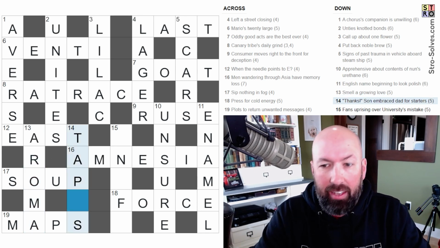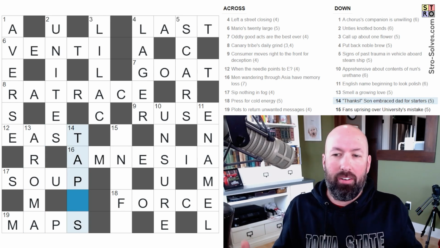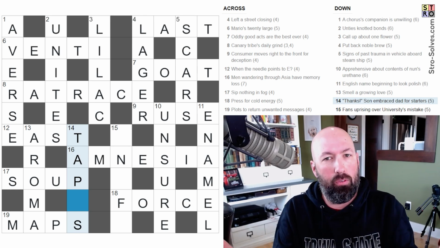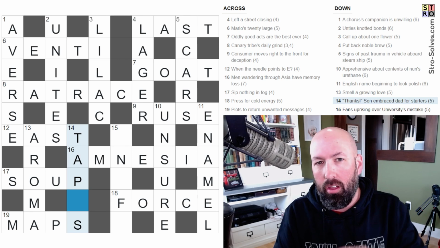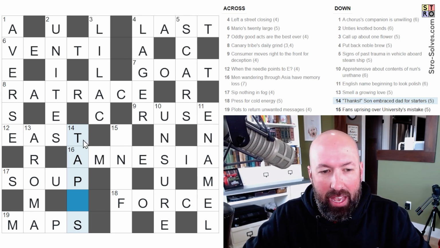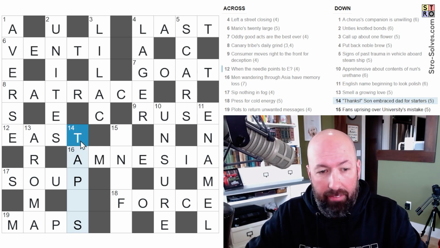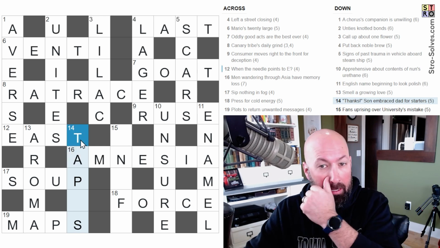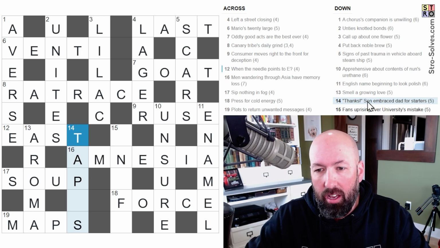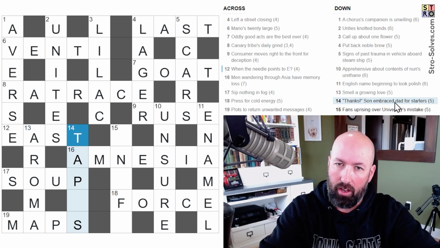All right, let's see. 14 down. Thanks, son embraced dad for starters. So you can imagine a father and a son, and the son is thanking his dad, and he embraces him, gives him a hug. It's a beautiful, pretty picture, but it's all used to deceive you because what's really going on is we have thanks, which can be ta. Now, this is a little bit of a British-ism. I've never used this, but I know it's a thing that exists. So ta can mean thanks. And then son embraced dad.